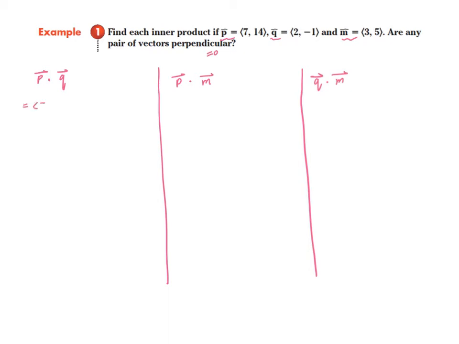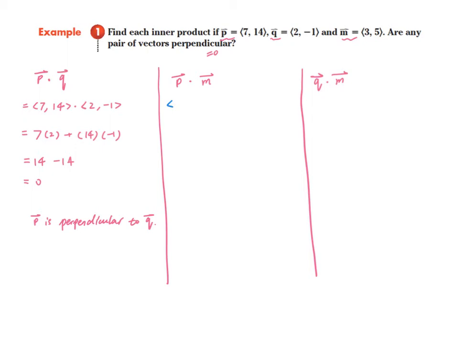Let's write out vector P, (7, 14), and Q, (2, -1). So 7 times 2 plus 14 times -1. That is 14 minus 14. We are getting a 0, which means that yes, P is perpendicular to vector Q. You can pause here and try the other two on your own.